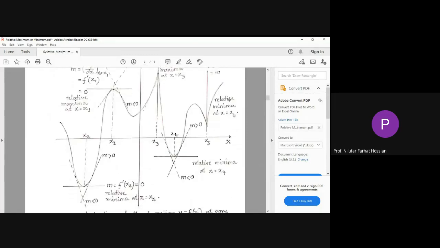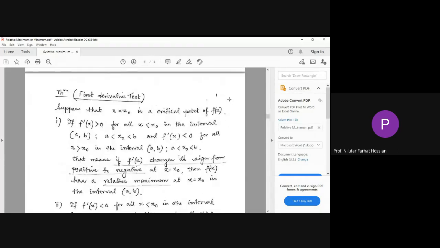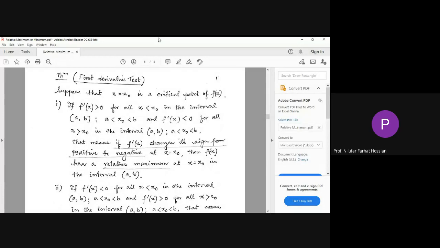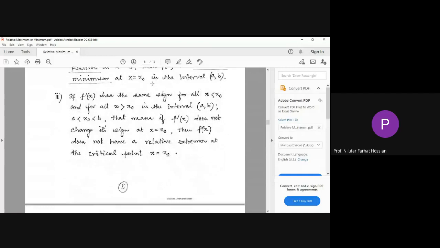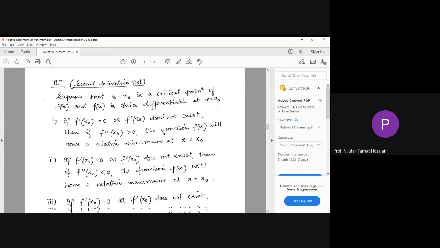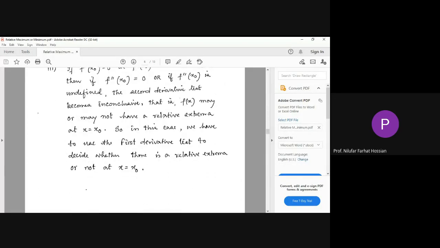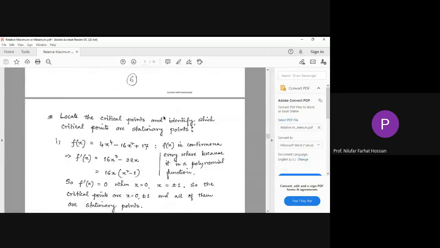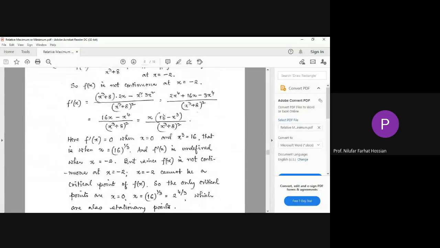These graphs were discussed in detail, and we have done a few problems on finding critical points and classifying them, whether they are stationary points or not. And this was our second derivative test, but we didn't do any problem on it, and also we didn't do any problem on finding relative maximum or minimum. These were the problems that we have done in our last class. We have gone up to page number 9.